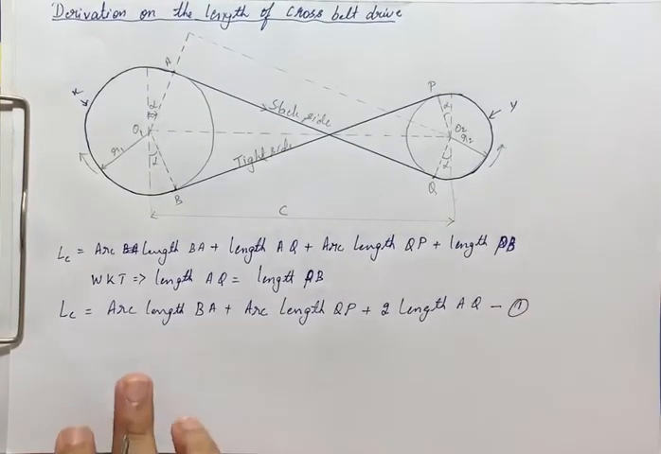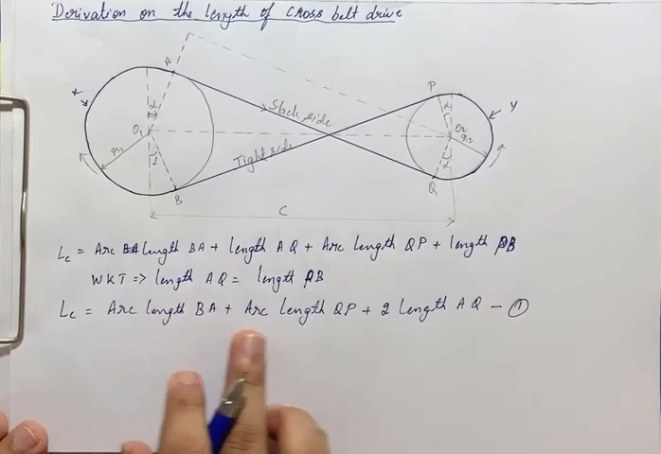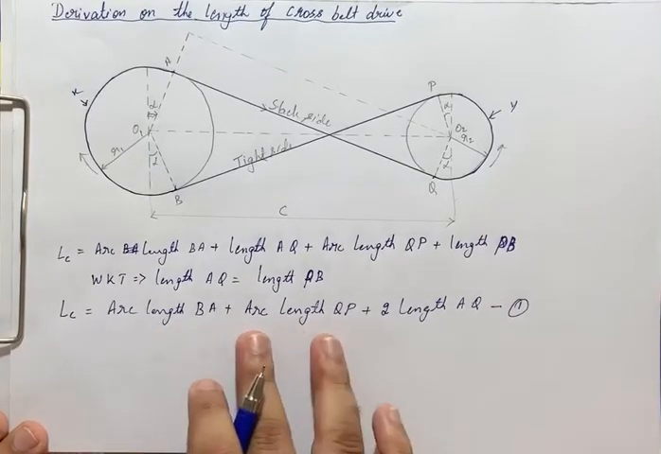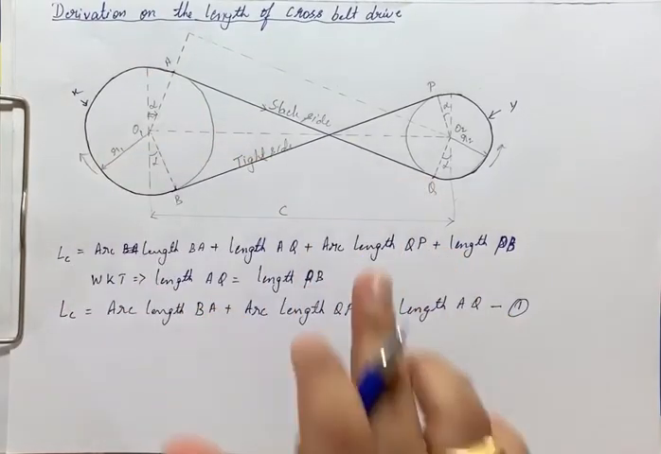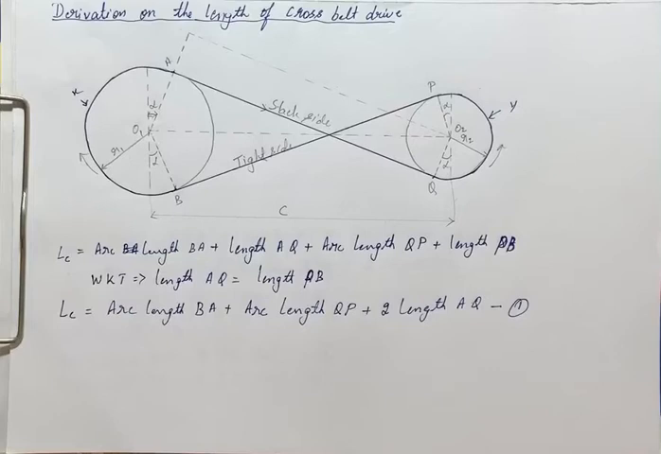In this equation, we need to find the arc length BA plus arc length QP. These are the two arc lengths and one belt length, AQ, that we need to find out.